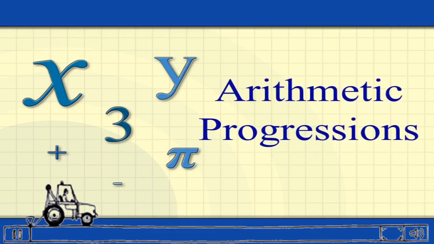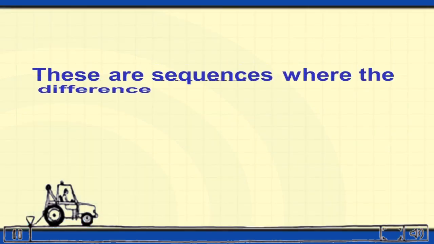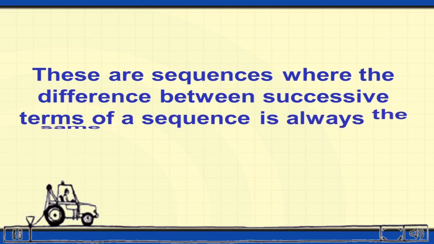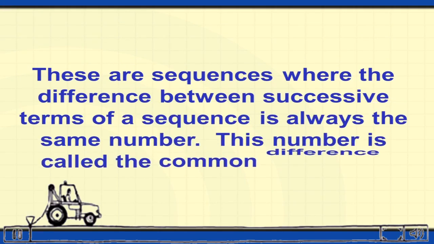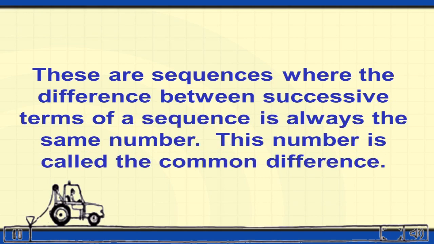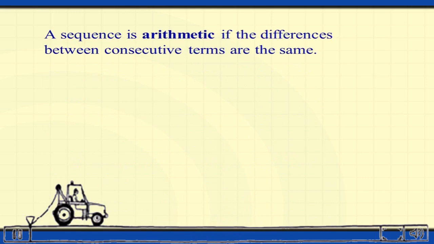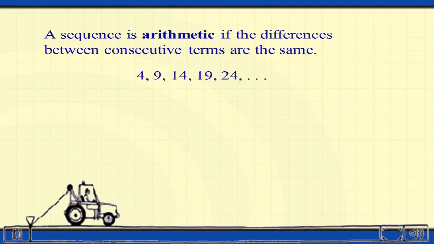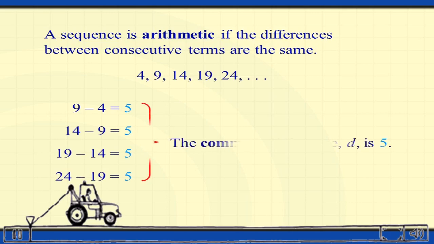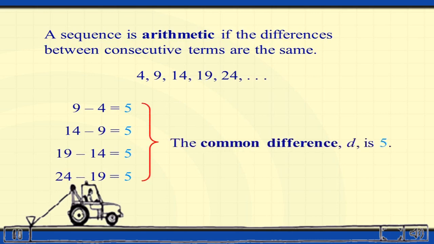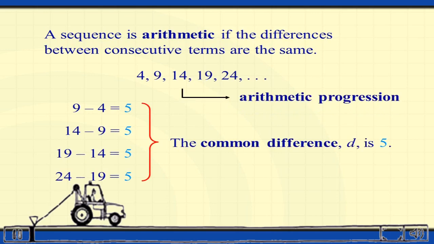Arithmetic progressions. These are sequences where the difference between successive terms of a sequence is always the same number. This number is called the common difference. A sequence is arithmetic if the differences between consecutive terms are the same. Here the common difference, d, is 5. Therefore it is an arithmetic progression.